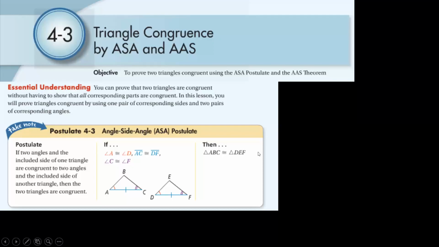Congruence by ASA and AAS. And we said that in this lesson here, we deal with how can we prove two triangles that they are congruent by the ASA postulate, that means angle, side, angle, and by the AAS theorem.